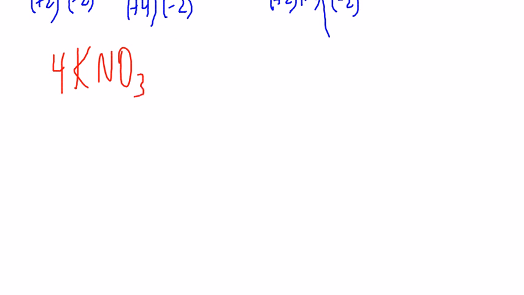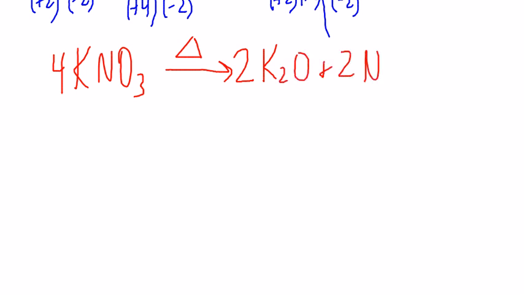Potassium nitrate can decompose with heat, and a triangle over an arrow implies that heat has been applied. It will decompose into potassium oxide, nitrogen gas, and oxygen gas. Let's take a look at what the oxidation numbers of each of these elements are.